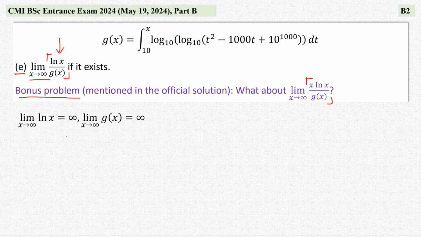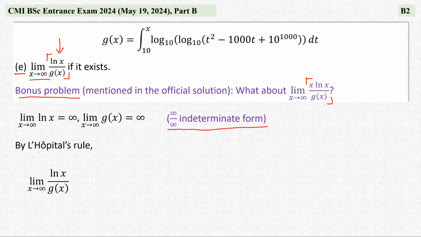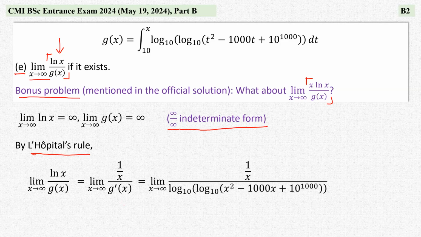First, notice that both numerator and denominator go to infinity, so the given limit is in infinity over infinity indeterminate form. Therefore, we can think of applying the famous L'Hopital's rule and see what happens. By L'Hopital's rule, the limit of ln x divided by g of x is equal to the limit of the derivative of ln x, hence 1 over x, divided by the derivative of g of x, which is equal to this. And here, notice that the numerator approaches 0, but the denominator goes to infinity. Therefore, the value of this limit is 0.